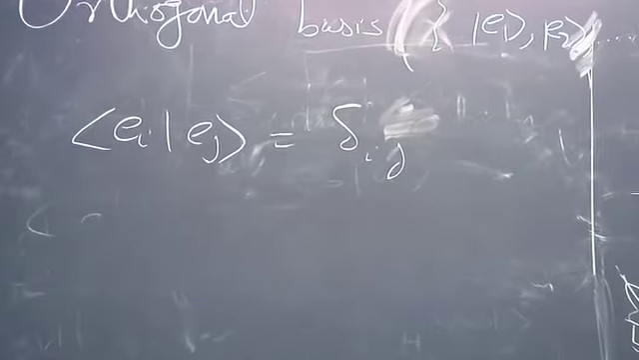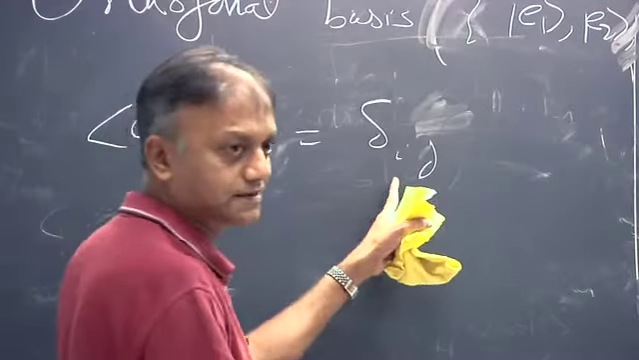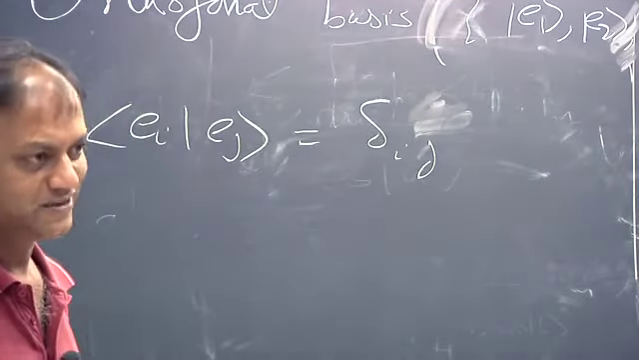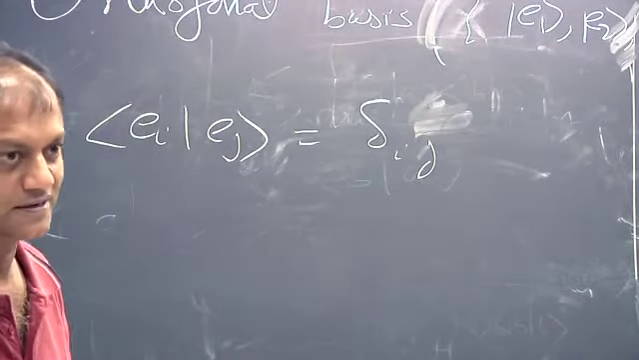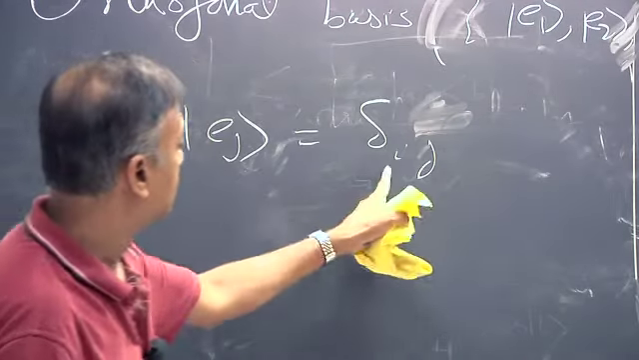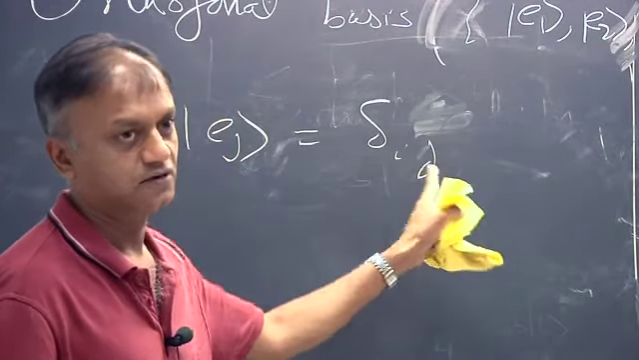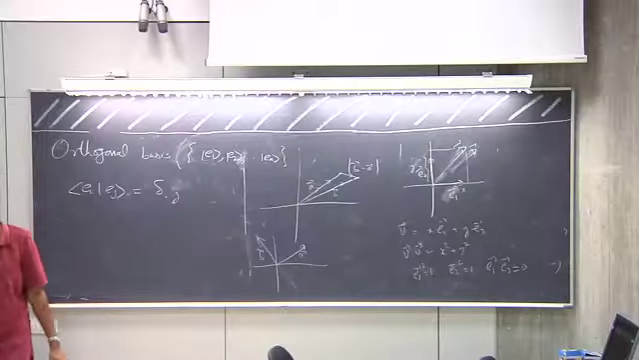This is the Kronecker delta. Remember, it will appear all the time, so you should be familiar with it. I think you have already seen it before, right? The Kronecker delta is equal to 1 if i is equal to j, and it is 0 if i is not equal to j. That's the definition of the Kronecker delta.